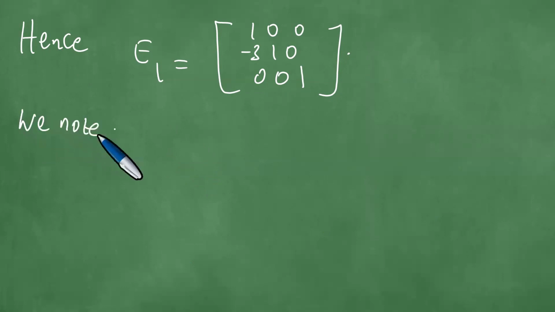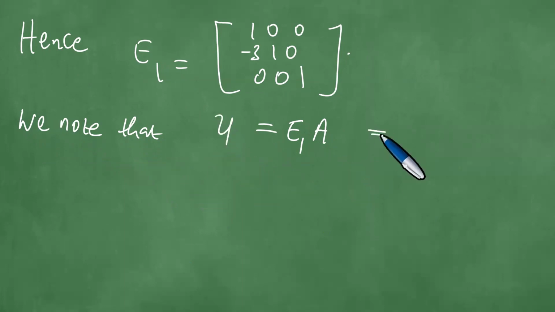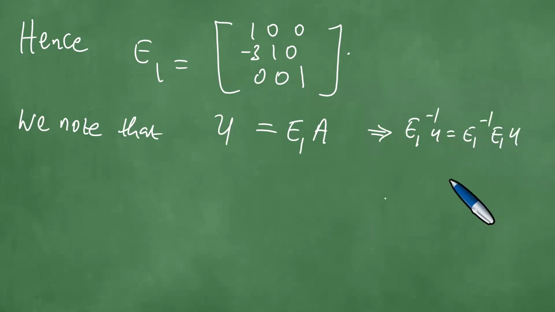We note that we were initially given the matrix A. We applied this elementary row operation, meaning we got an elementary matrix and that produced an upper triangular matrix. Using algebraic manipulations, we have E1 inverse U, E1 inverse E1 A, which means that E1 inverse U equals A. This is exactly the elementary matrix inverse times U equals A.